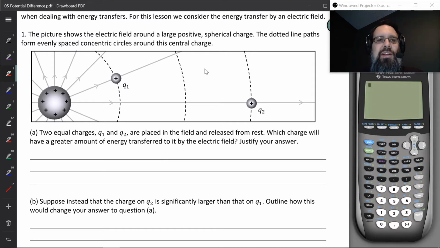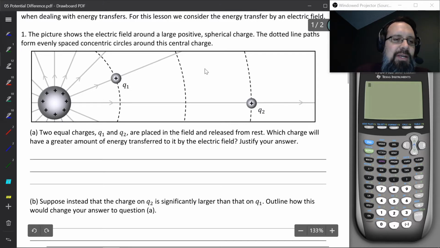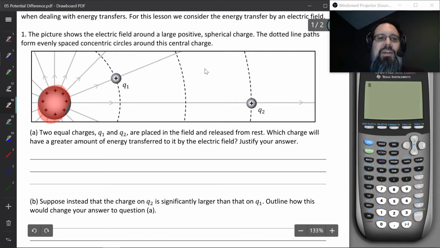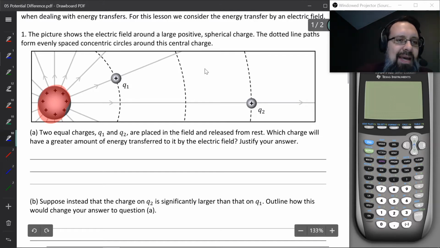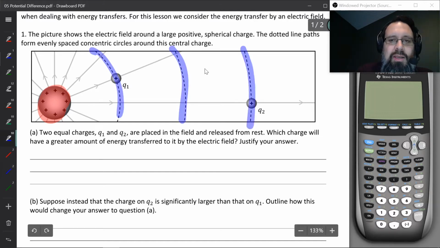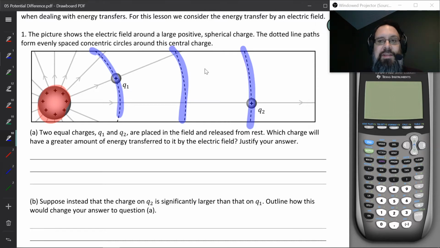All right, so check this out. The picture shows the electric field around a large positive spherical charge. I'm talking about this charge here, this large spherical charge. There's a really massive amount of positive charge on it, so that's the main dominant body acting in this box. The dotted line paths are concentric circles that are evenly spaced from that center point.